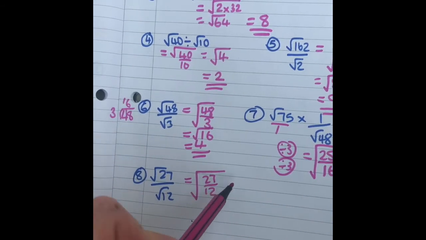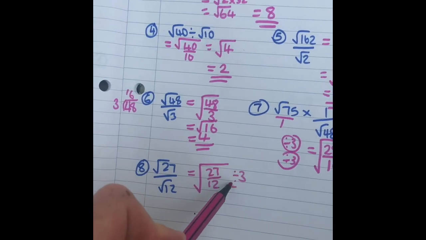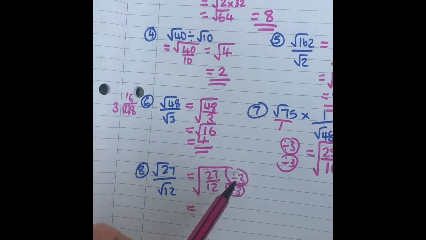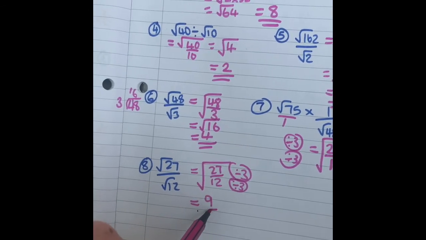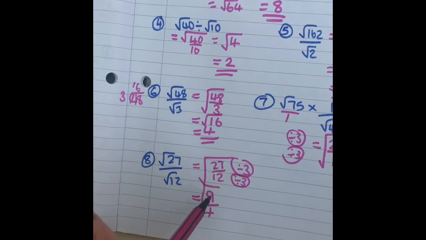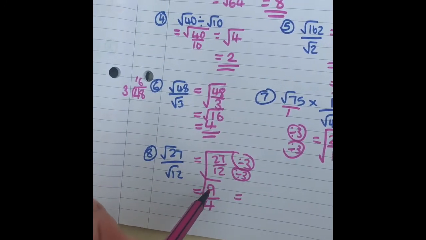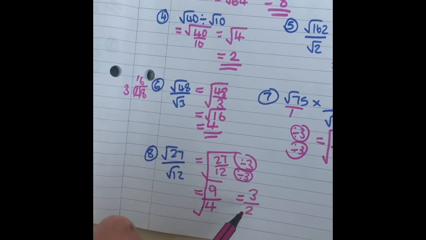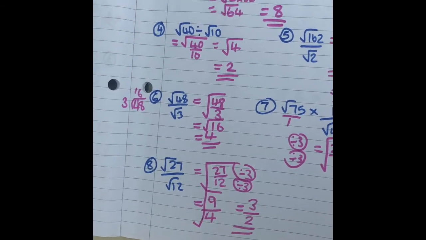Well, can I cancel that down again? Well, I can. It's divided by 3, top and bottom. What do I get? Well, 27 divided by 3 is 9. And 12 divided by 3 is 4. So once again, square numbers. Square root of 9, yeah, that's 3. Can I square root 4? Yeah, that's 2. So the answer is 3 over 2.